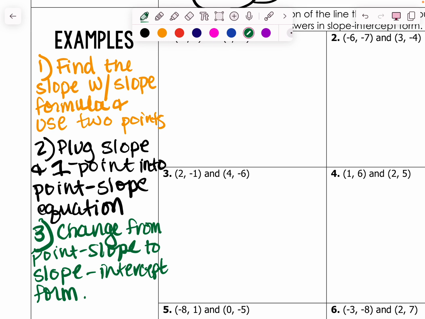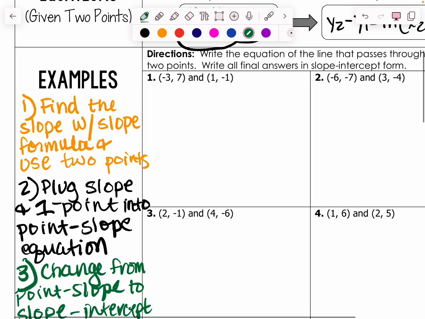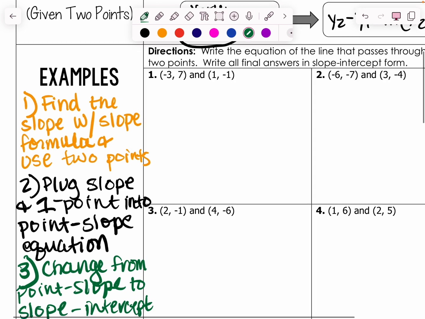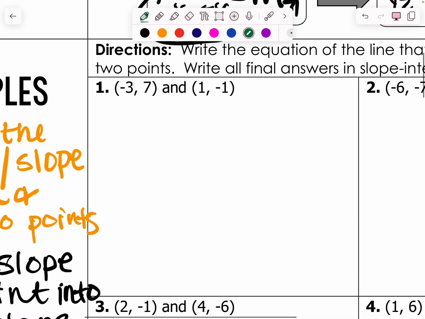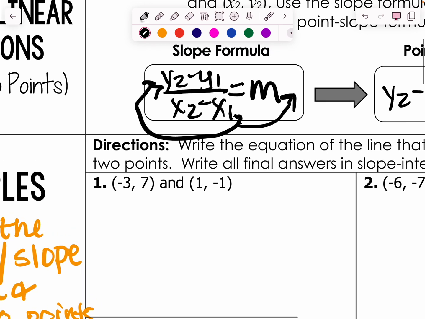I think number 1, the wording's a little wonky, but you'll understand what I mean in a second. So let's take a look at number 1. Everyone have that copied down? Yes. All right. So we need to find the slope, and our slope formula is y2 minus y1 over x2 minus x1 equals m. x1, y1, x2, y2.